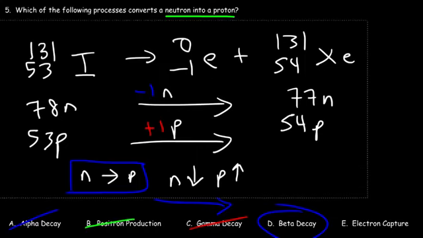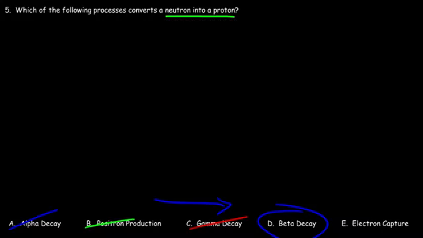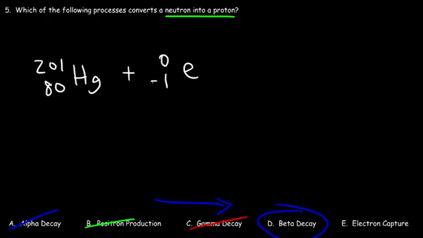Now let's take a look at electron capture. And so I'm going to use mercury-201 for this example. Now for electron capture, the electron has to be on the left side as opposed to the right side. And so what happens is the nucleus captures one of the inner core electrons and a nuclear reaction occurs. 80 plus negative 1 is 79. And so gold has an atomic number of 79.